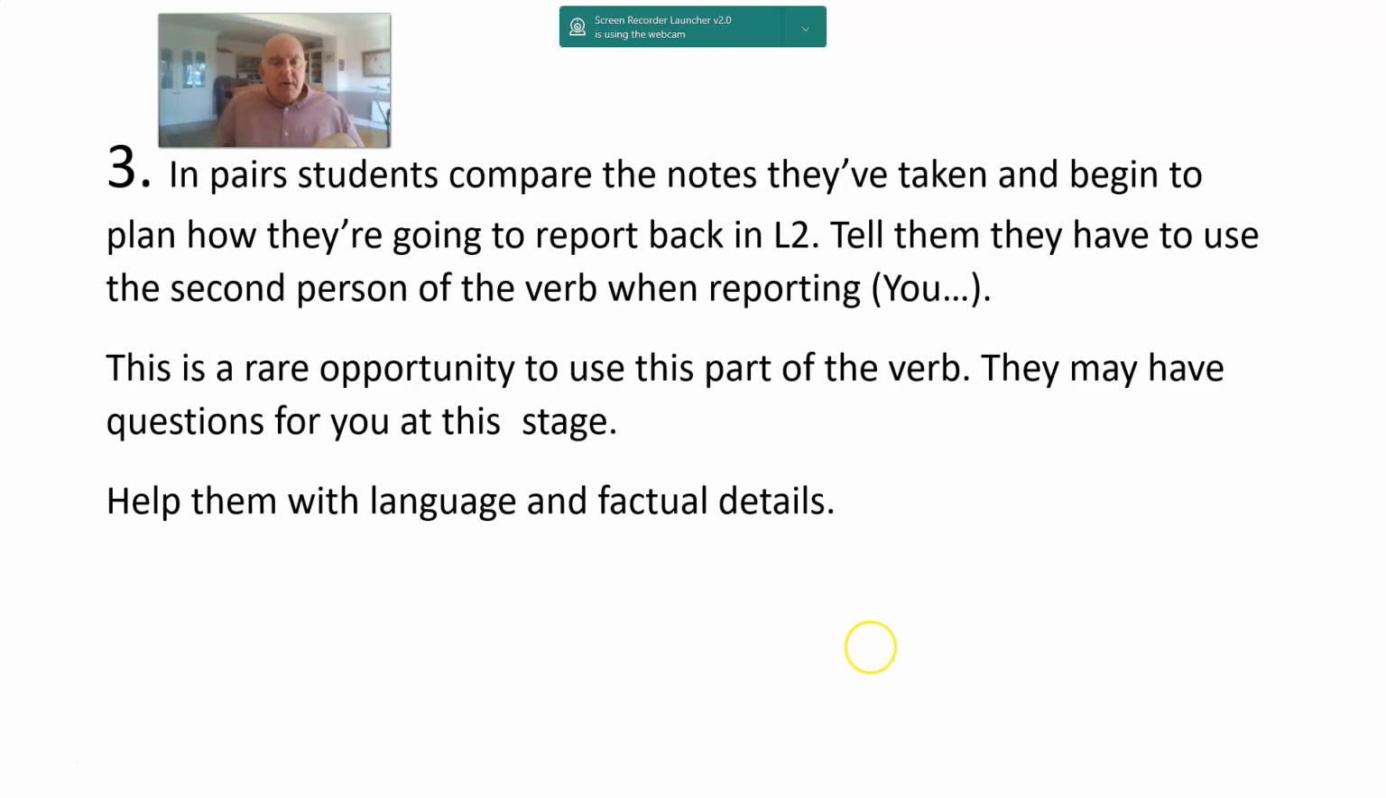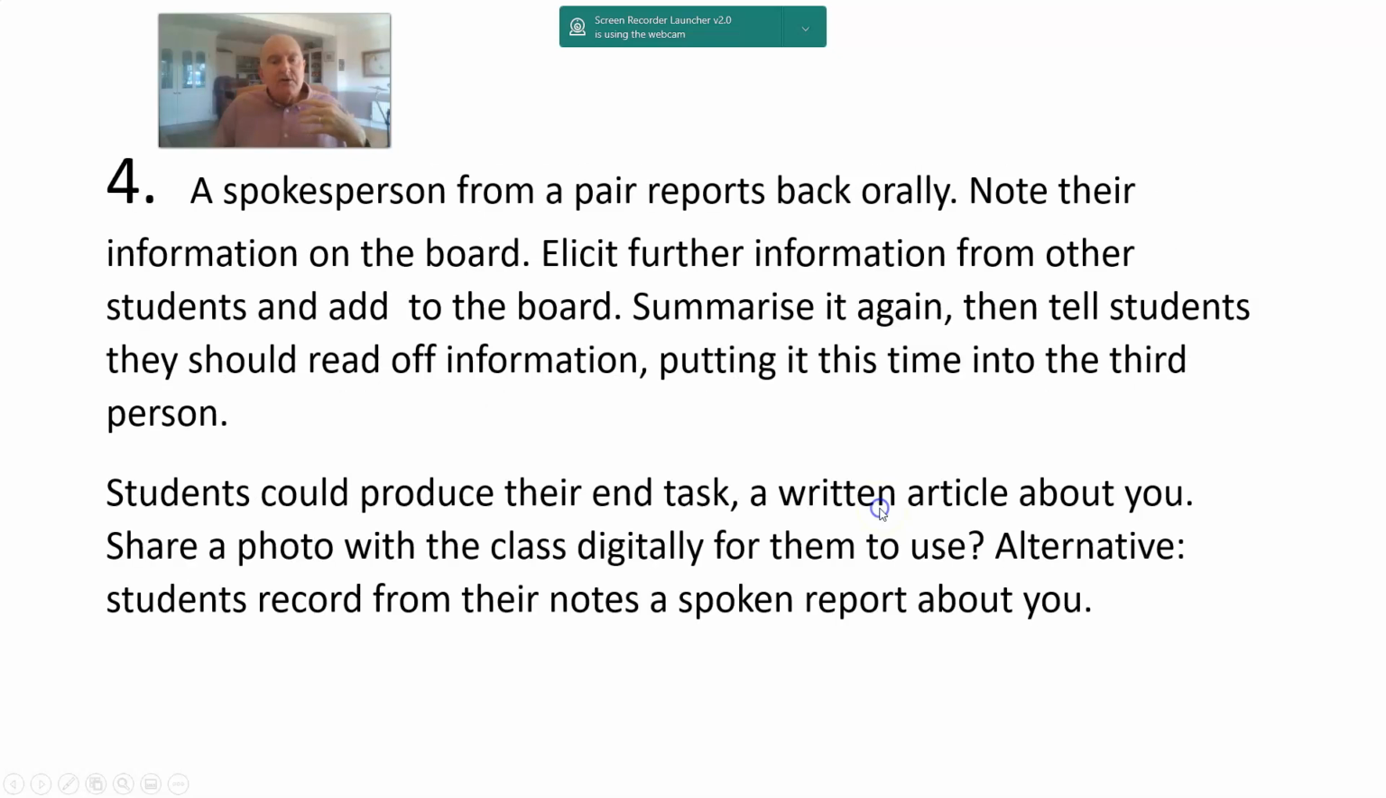You could go around, monitor what they're doing, help with factual details, maybe scaffold some language on the board to help them put it together. I don't think the focus here would be on accuracy, it's more about communication. And then a spokesperson from the pair reports back orally, or reports to someone in another pair and so on. And this is a whole class activity.